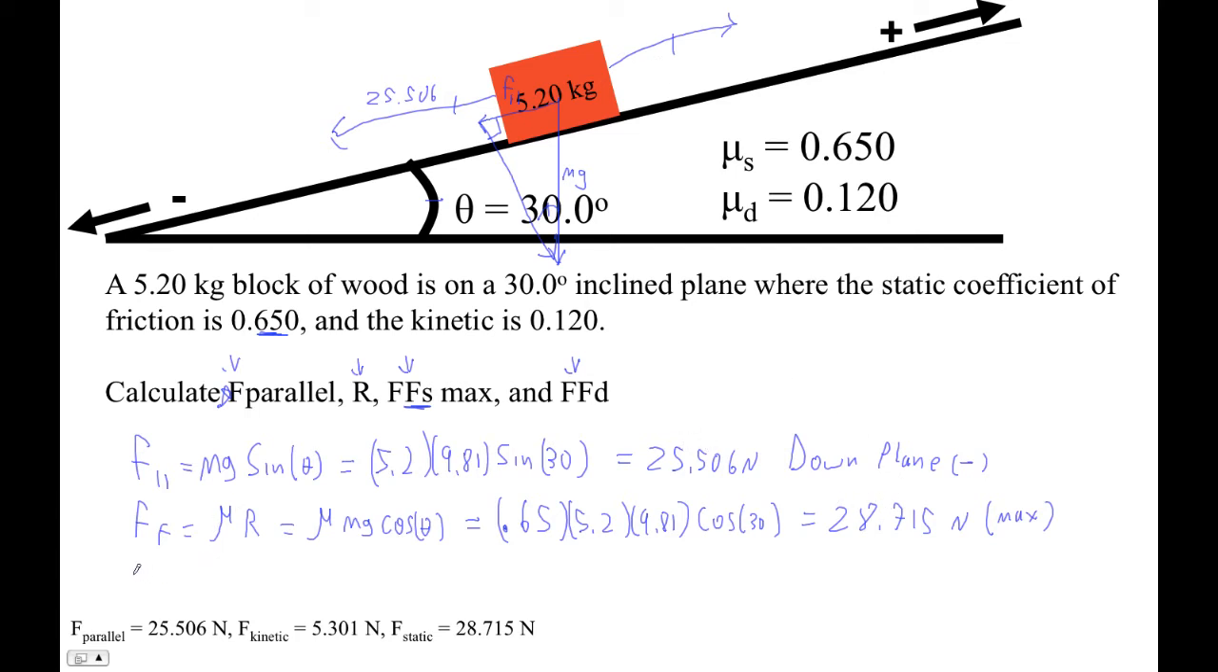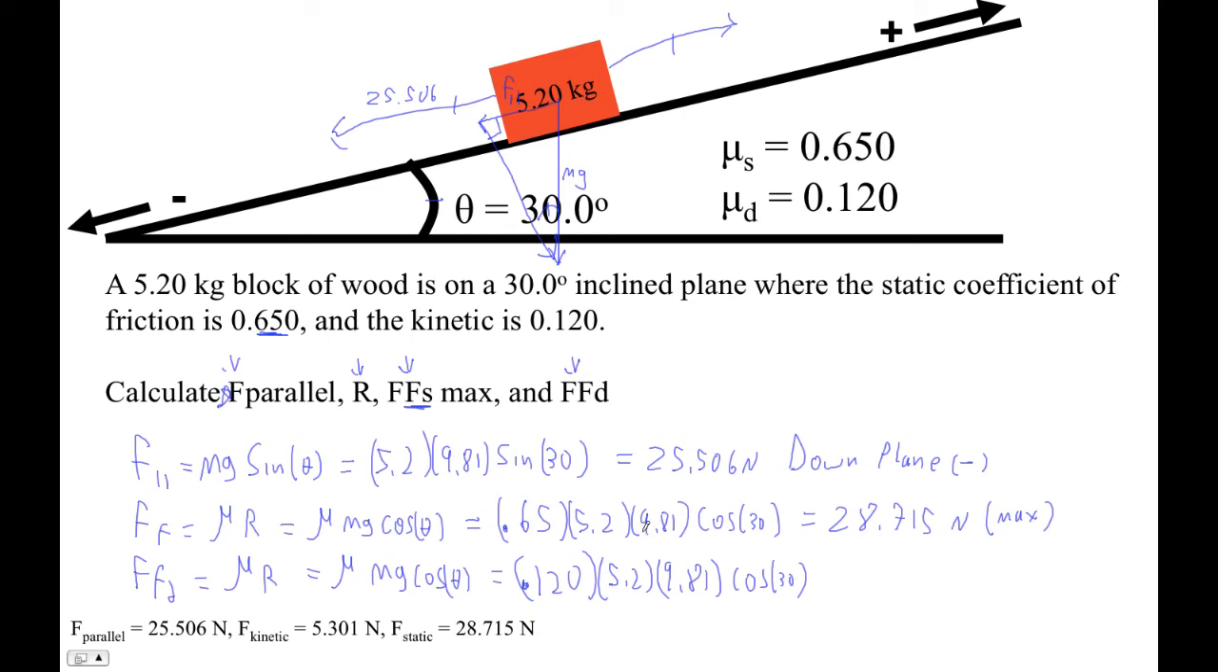And then the dynamic force of friction is going to be mu times R, which is mu times mg cos theta, right? And then that's going to be 0.120 times 5.2 times 9.81 times the cosine of 30. All of this stuff, it seems like we should be done with the problem, but we haven't even begun the problem yet, right? So 0.12 times 5.2 times 9.81 times the cosine of 30.